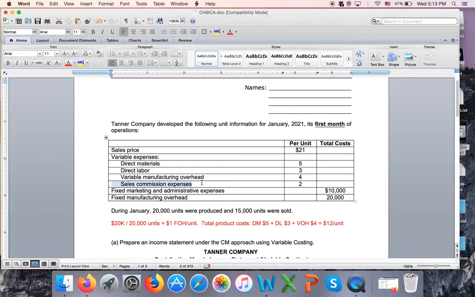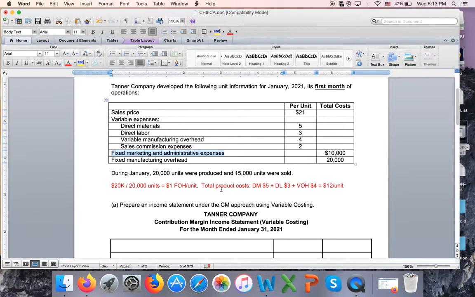The sales commission expense is a variable expense, but it's a period cost. It's always a period cost. This fixed is also a period cost. So we have product costs that are variable, product costs that are fixed, and period costs that are variable, and period costs that are fixed. Okay, so let's first of all prepare the regular income statement.